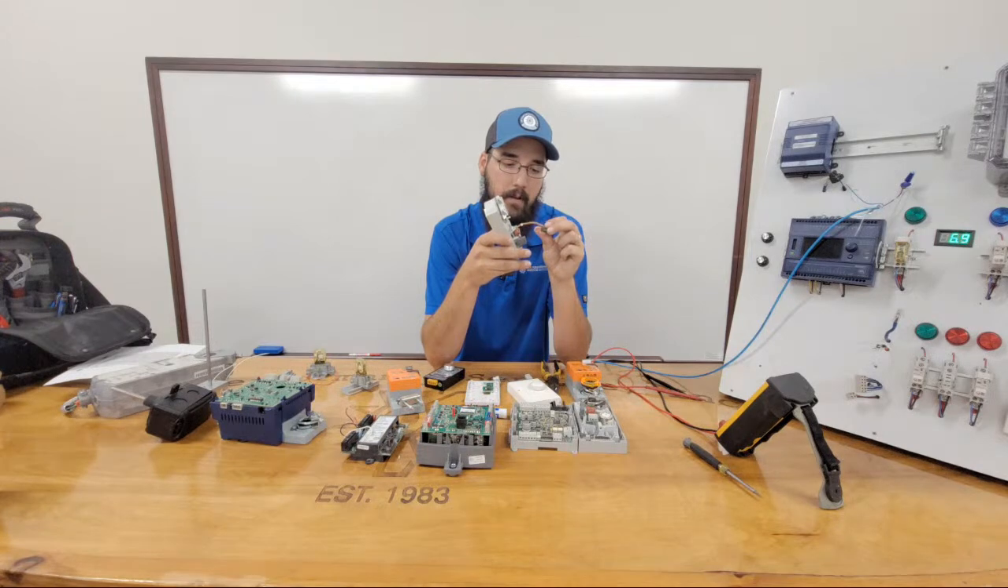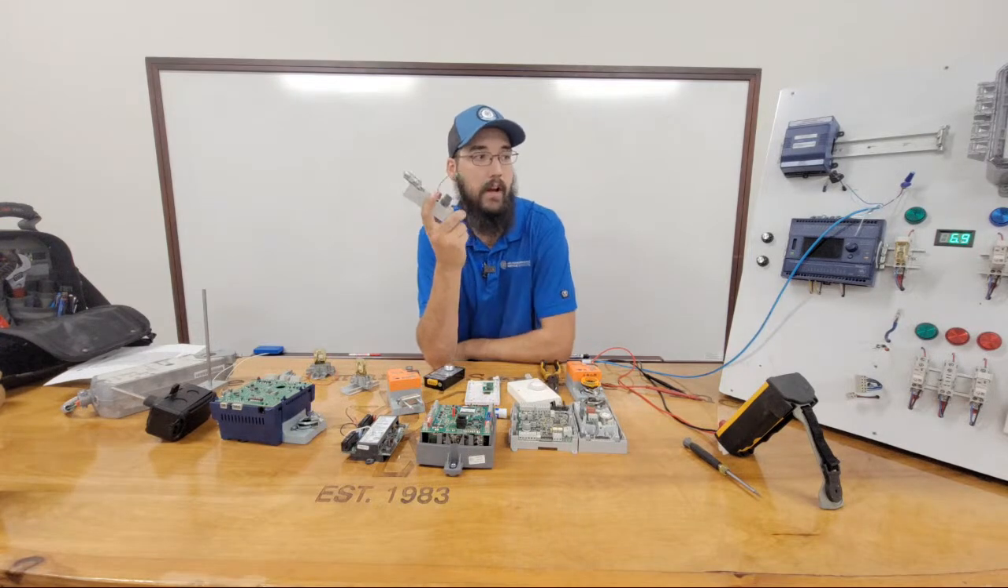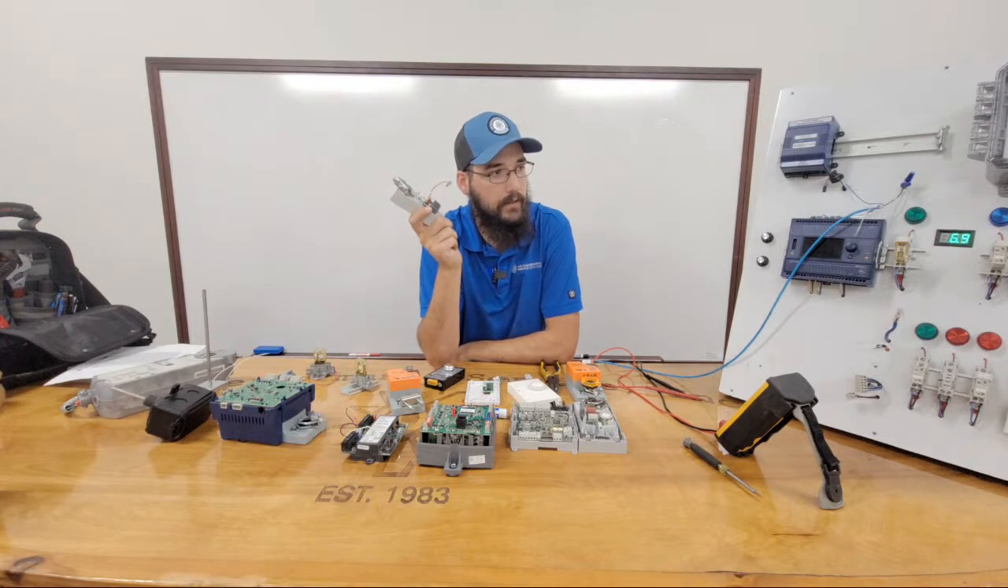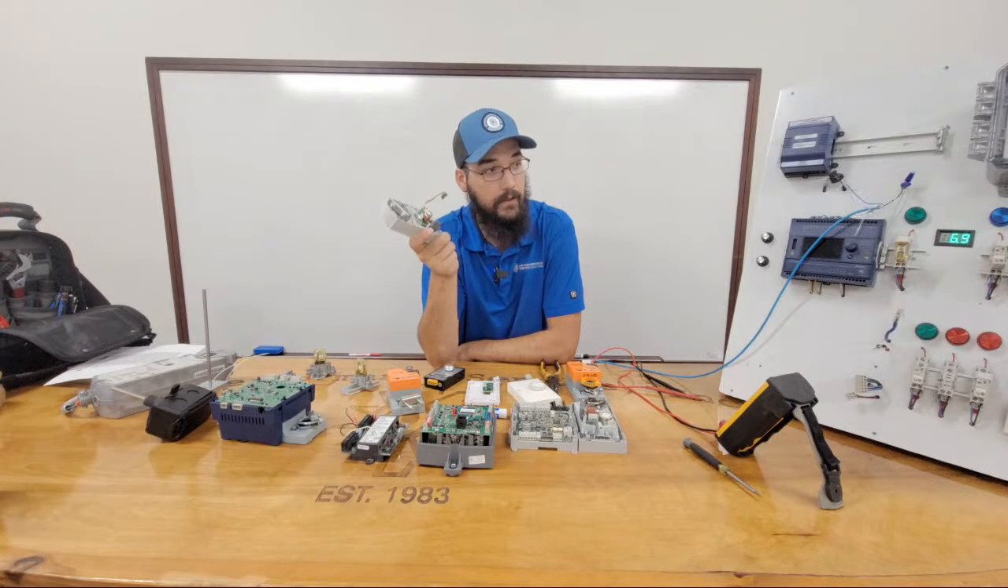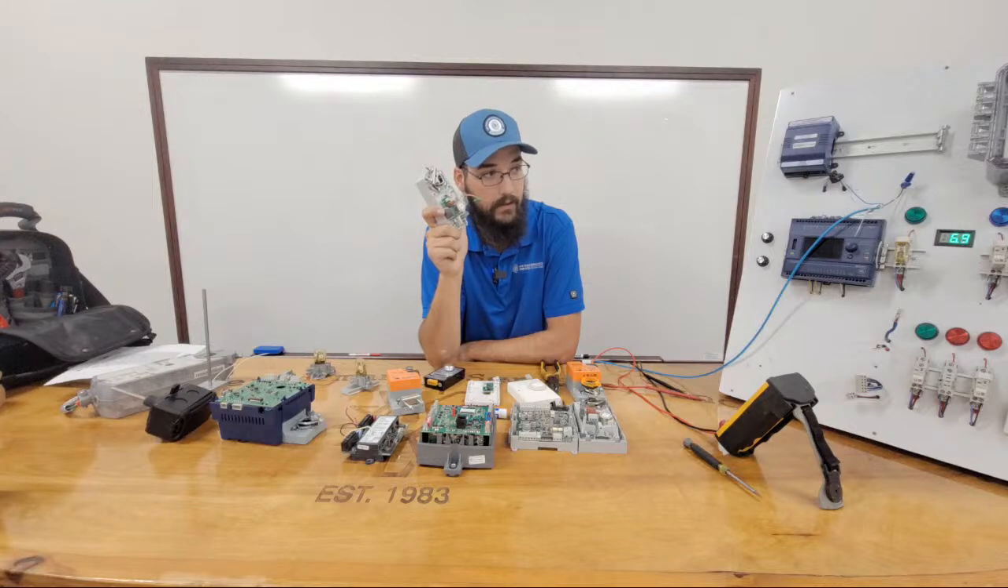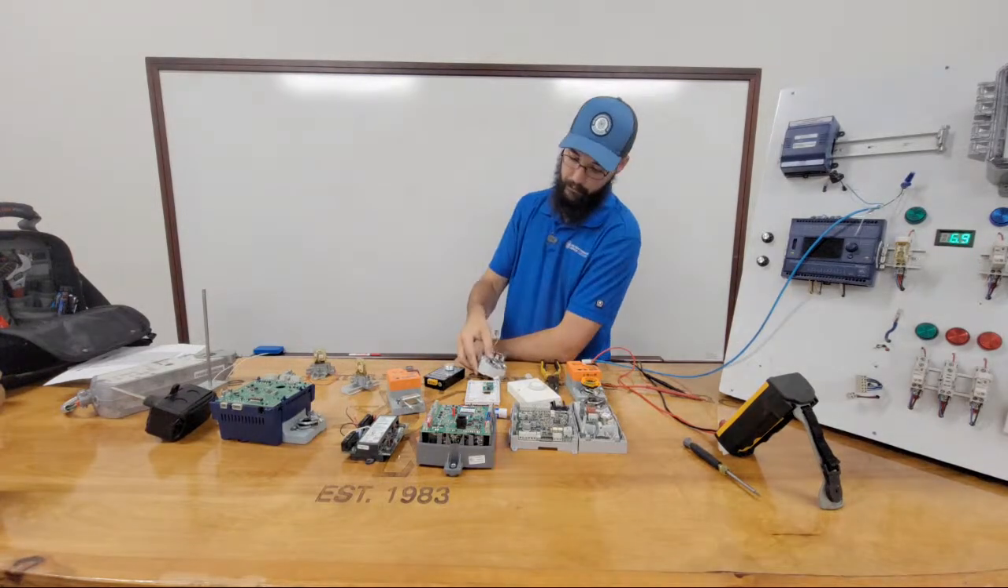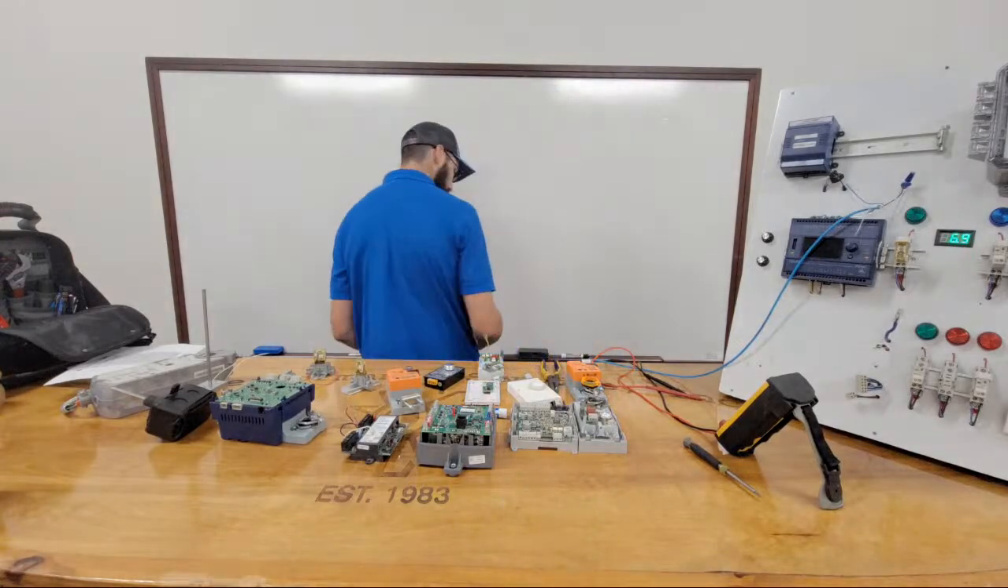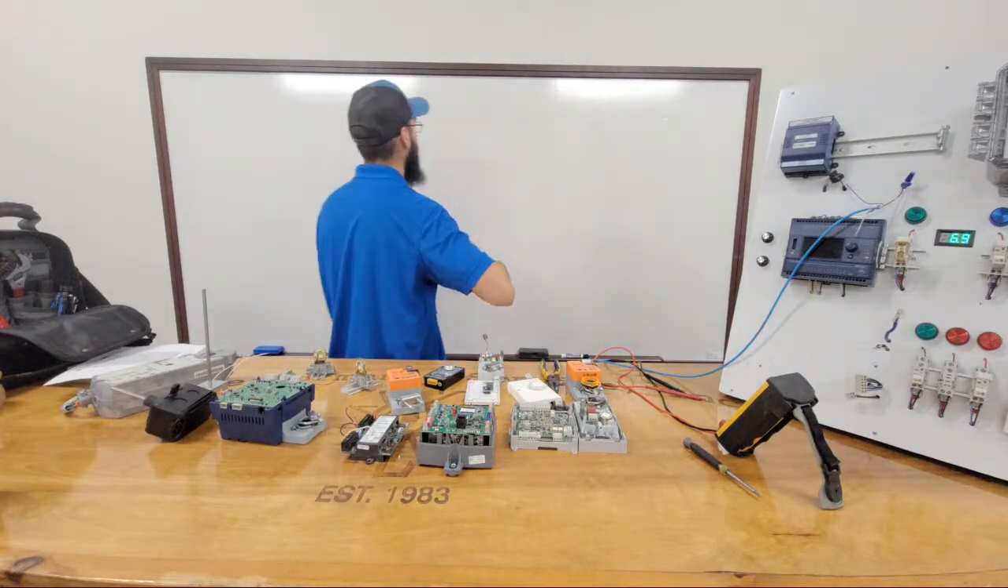Now, my question for you: what type of device is this? In terms of an automation system, what types of devices do you have? Inputs, outputs. So what kind of device is this? It's an output. So let's go through what some of our inputs and outputs could be.